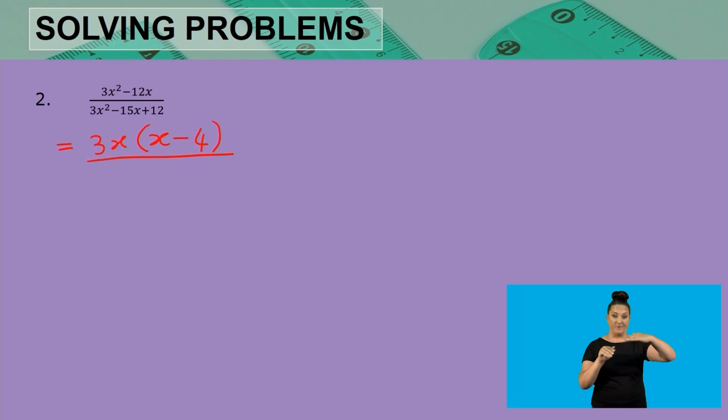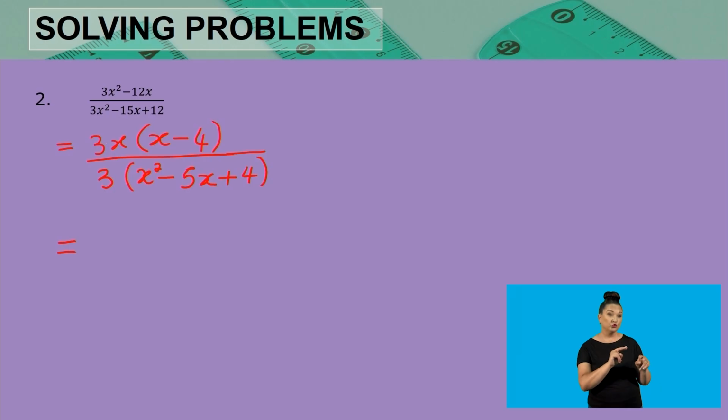Then when we look at the bottom or the denominator there, we can also take out a common factor of 3. After we've taken out the common factor, we are left with x squared, because 3x squared divided by 3 is x squared. Then we are subtracting. Then we say 15x divided by 3, that gives us a 5x. And we are adding, we say 12 divided by 3, that will give us the 4.